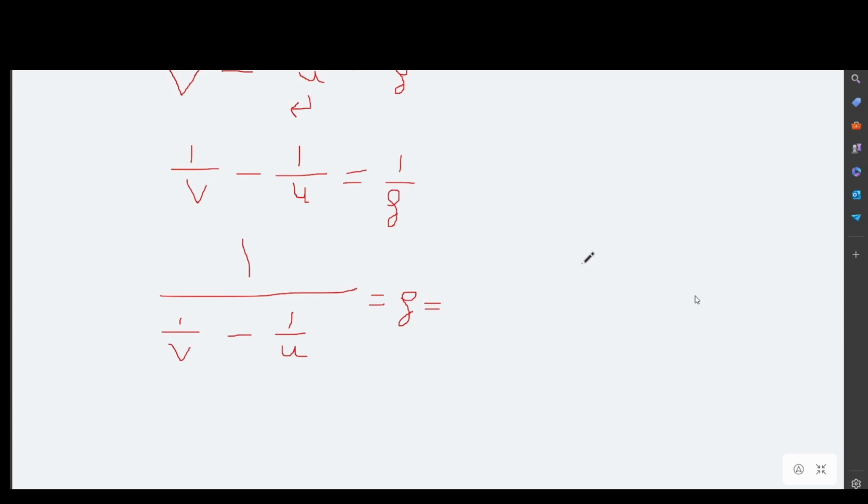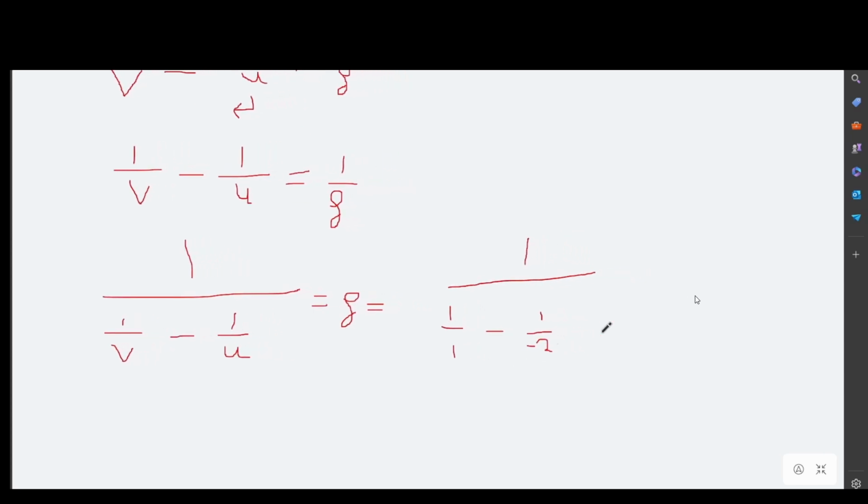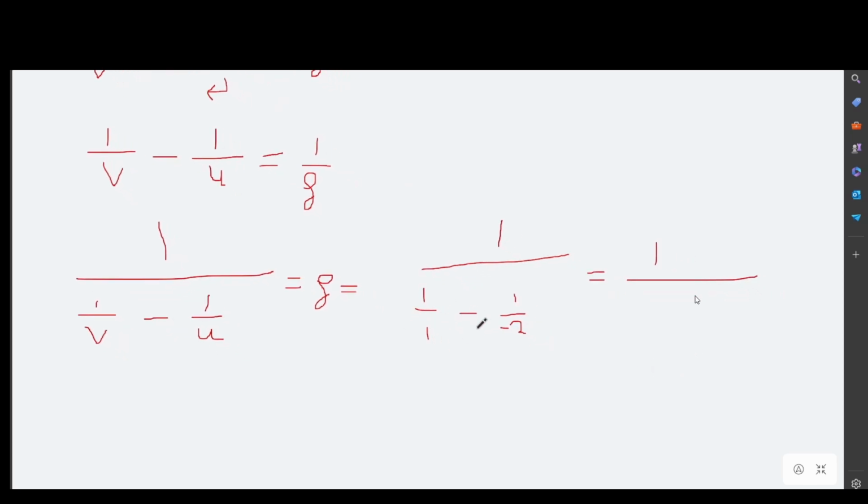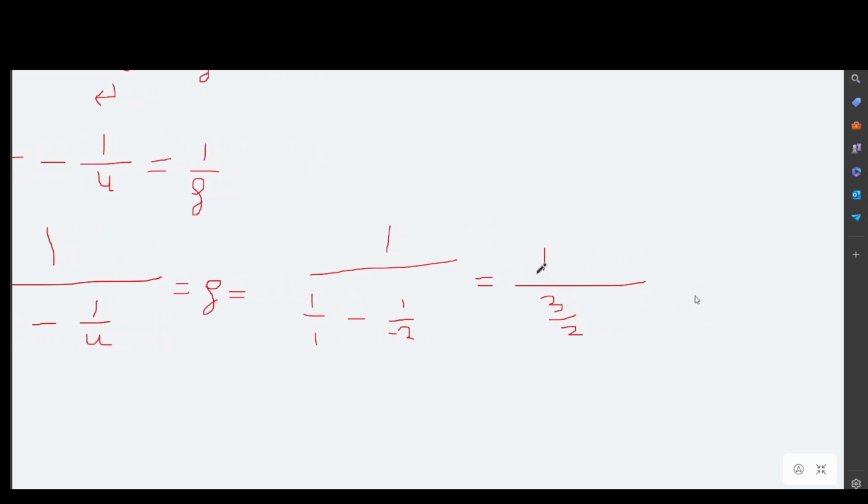Alright, let's plug that in. 1 over 1 minus 1 over minus 2. 1 over 1, obviously 1. 1 over minus 2 is, well, minus a half, but then this is minus that, so that's plus a half. So here we have 1 plus a half, so that's 3 over 2. There we are. So 1 over 3 over 2. Flip that around. 2 over 3 meters.